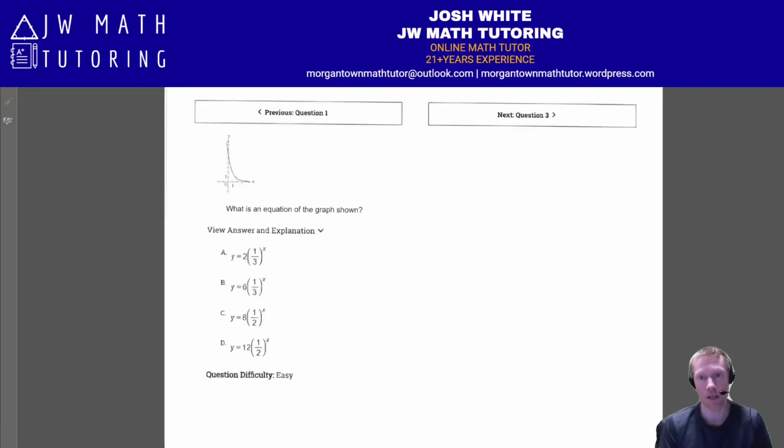All right, moving on to the next problem. Problem number 2. Here you have a graph of a function, and it asks you to identify the equation of it. I'm just going to zoom in to make the graph a little bit bigger here.